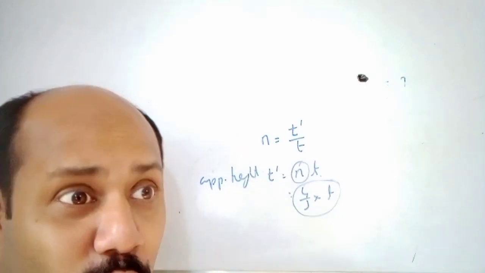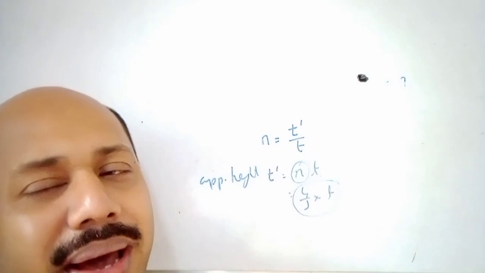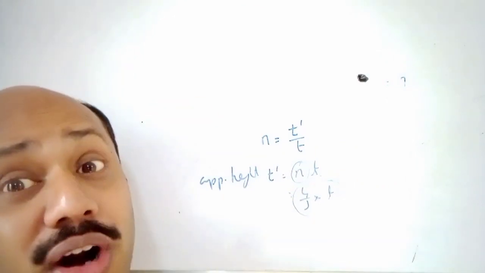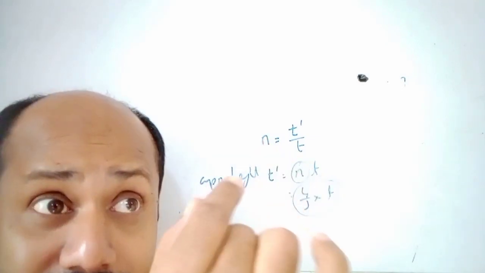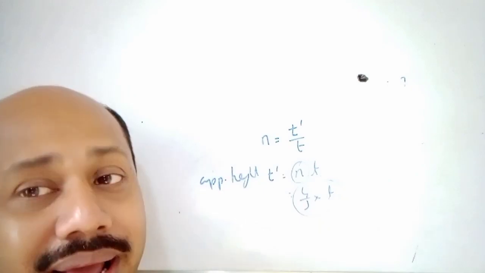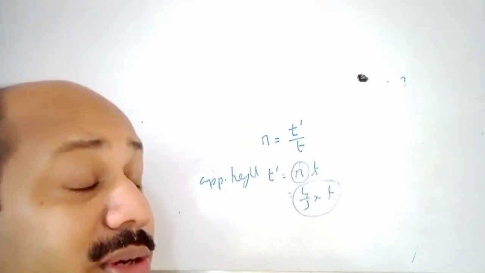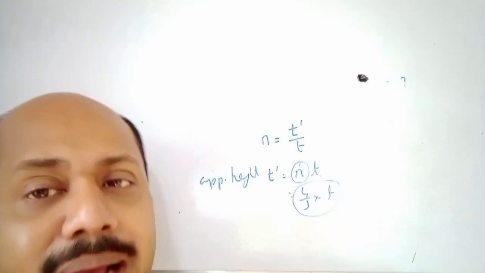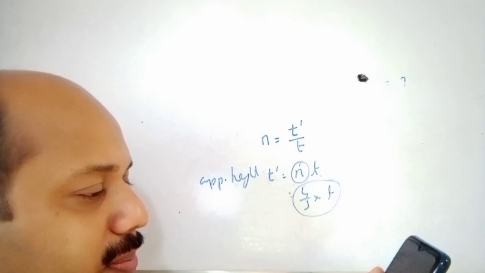If we are looking into water, we are in the rarer medium. The equation for n is t by t dash, that is real depth by apparent depth. The fish in water is in the denser medium, so the observer is in the denser medium. The equation is like this: n is equal to apparent height by actual height. T dash is the apparent height, that is the height as seen by the fish. That is taller. How many times taller? With reference to water, 1.33 times taller. Don't forget, that's a very important question, right?